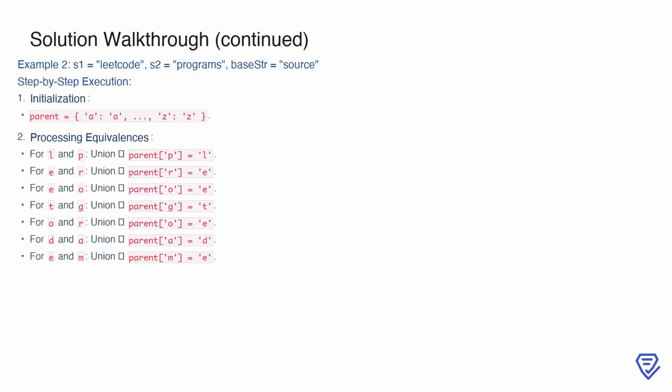For the pair L and P, we connect them by making L the parent of P since L is smaller. Similarly, for E and R, we make E the parent of R. Continuing this process, we connect E with O, T with G, and O with R. Additionally, we connect D with A and E with M. This step ensures that all characters in the equivalence groups are linked to their smallest lexicographical representative.